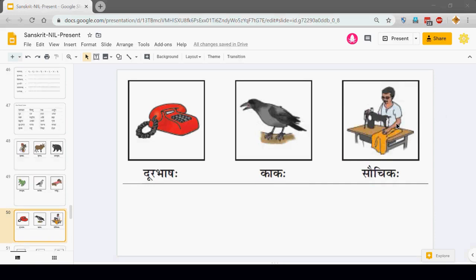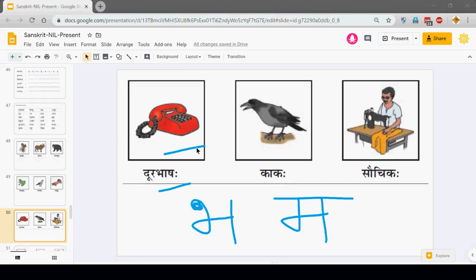This is Burmapaha. Ah, yeah, you are close. See, you are almost there. Dura is correct. And the next one looks like ma. Ma is written like this, but if there is a circle here, then it becomes bha. Dura bha. So Dura bhashaha. Telephone.